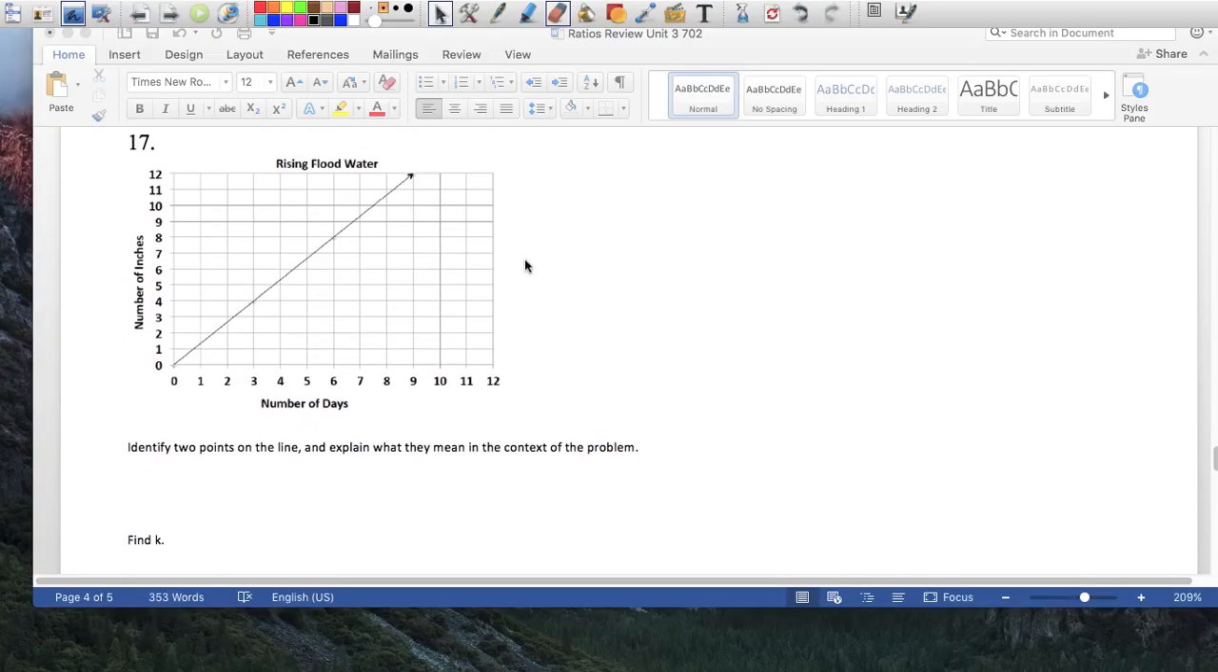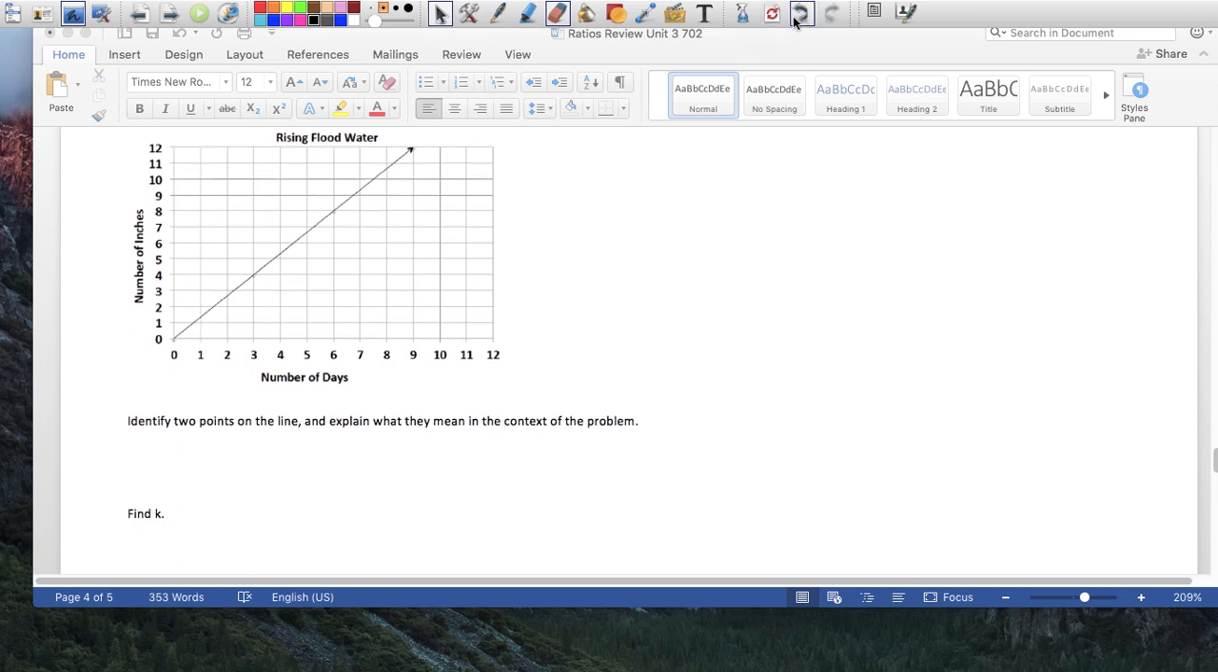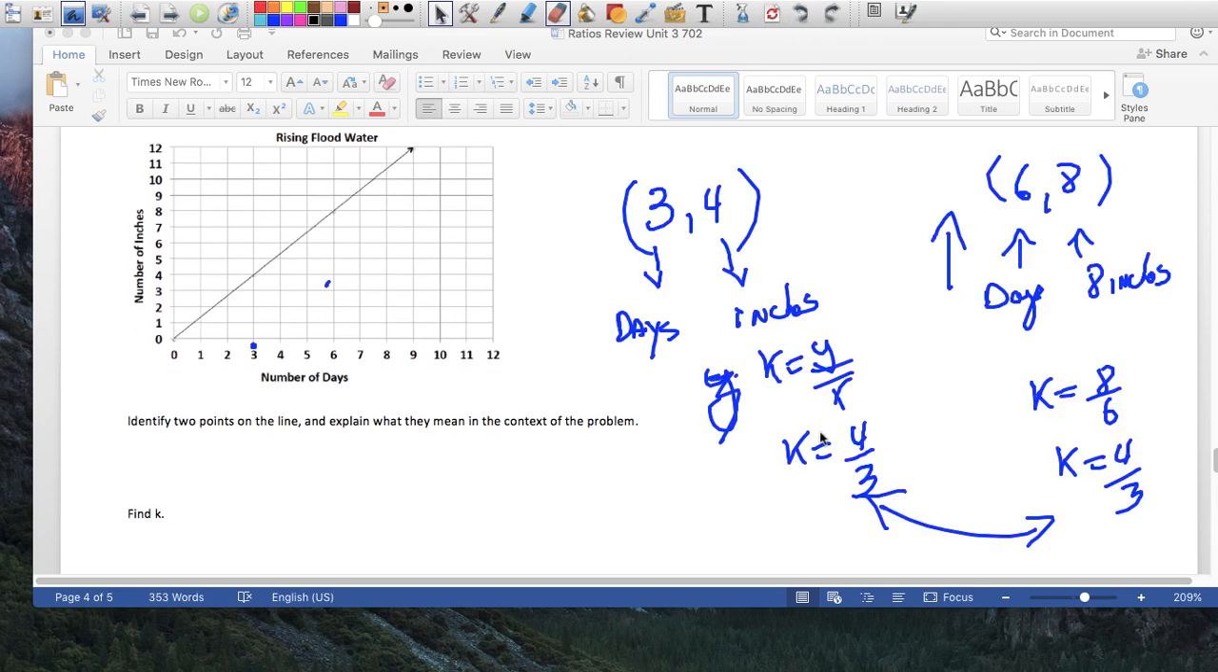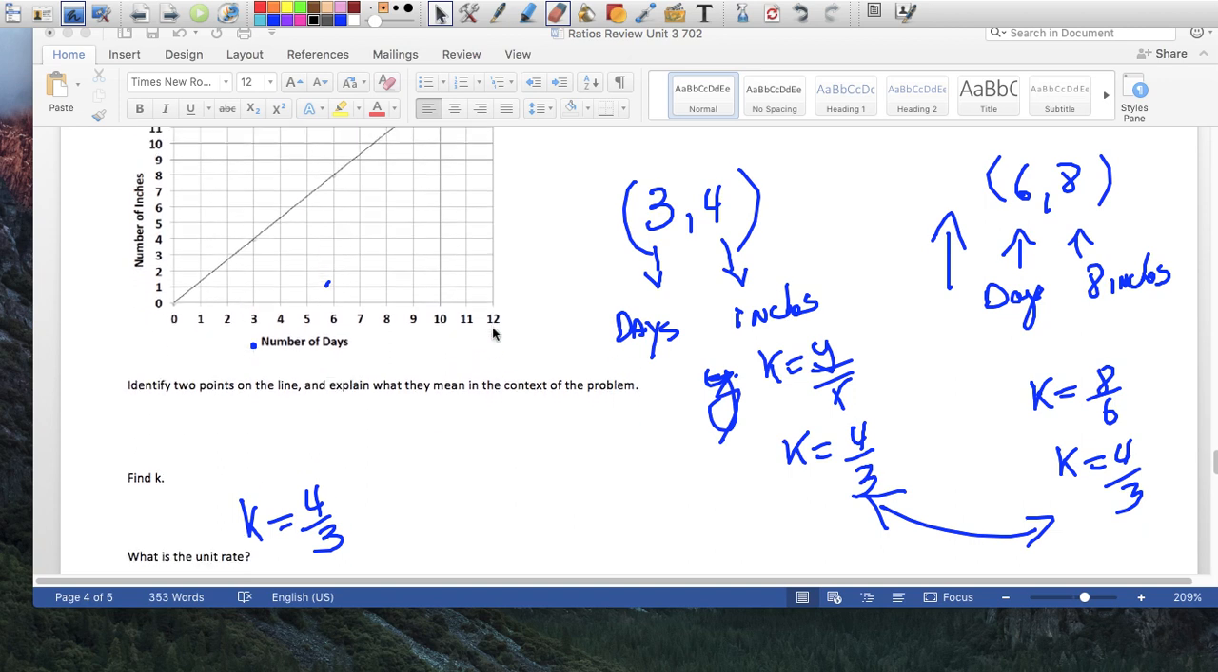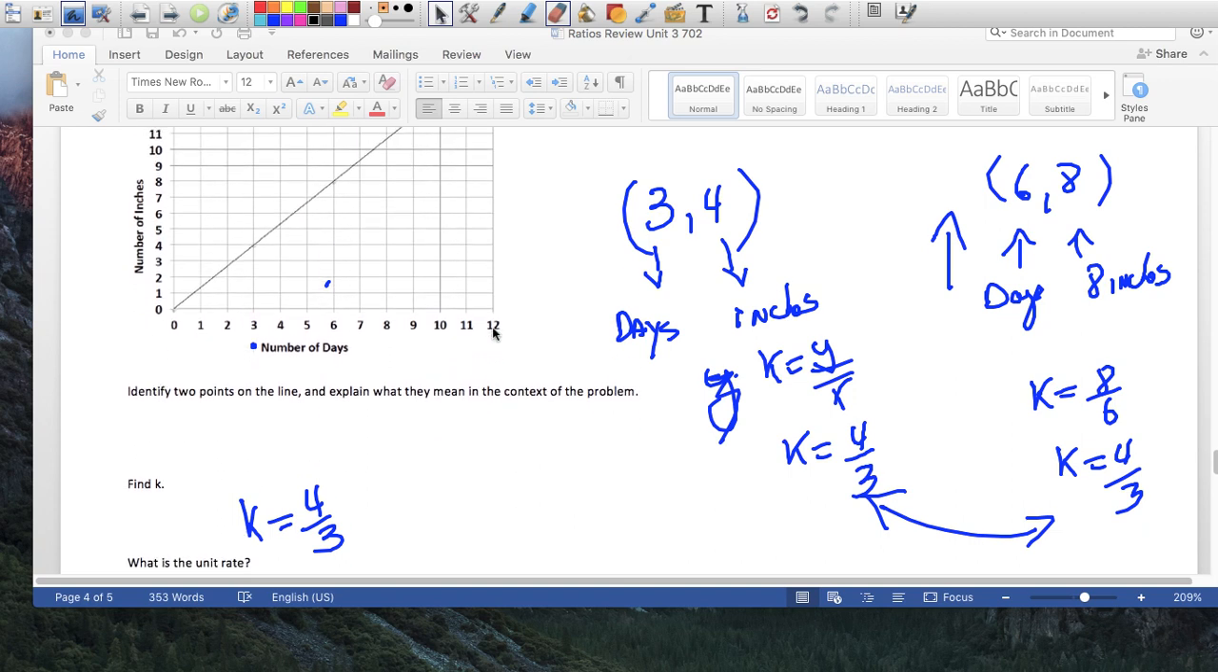Oh, there's more. Find K. Oh, let me not erase it. So let me go back. I did find K. K equals 4/3. I would leave it as 4/3 because 1/3 is 1.33, and I wouldn't want you to deal with repeating decimals. So K equals 4/3. And is there anything else? I think there's something else. Does it say what's the unit rate? So the unit rate is 4/3 inches, or 1 1/3 inches in 1 day.